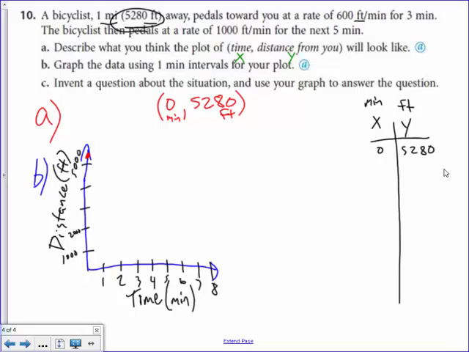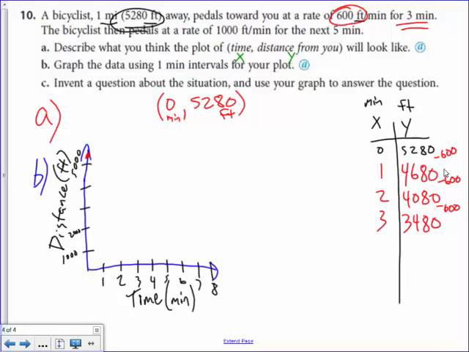Well, in 1 minute, how far would I be? Well, it says for the first 3 minutes, we're going to go 600 feet per minute. We're going to get that much closer. So I have to subtract 600 from 5,280, which put me at 4,680. And that's going to happen for the first 3 minutes. So let's go ahead and do that for the first 3. So then I'd be at 4,080, and then I'd be at 3,480, right? So I subtract 600 each time.